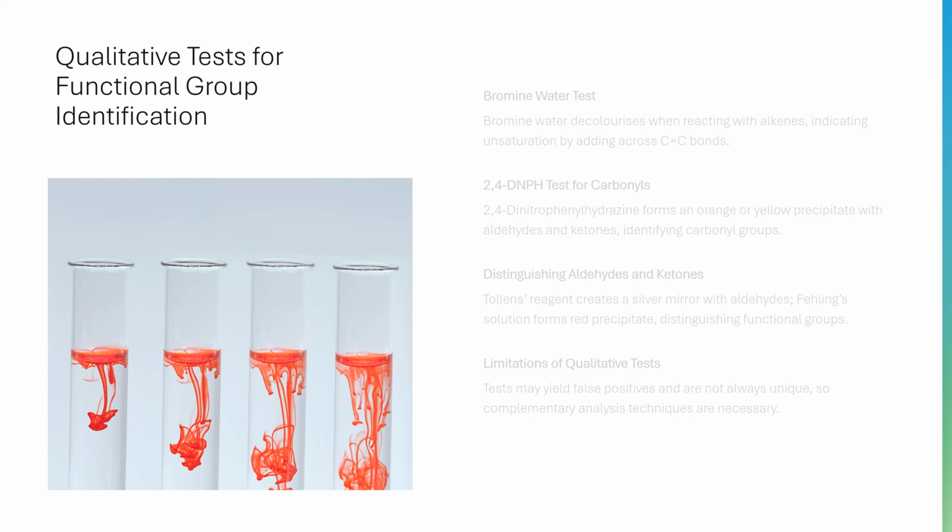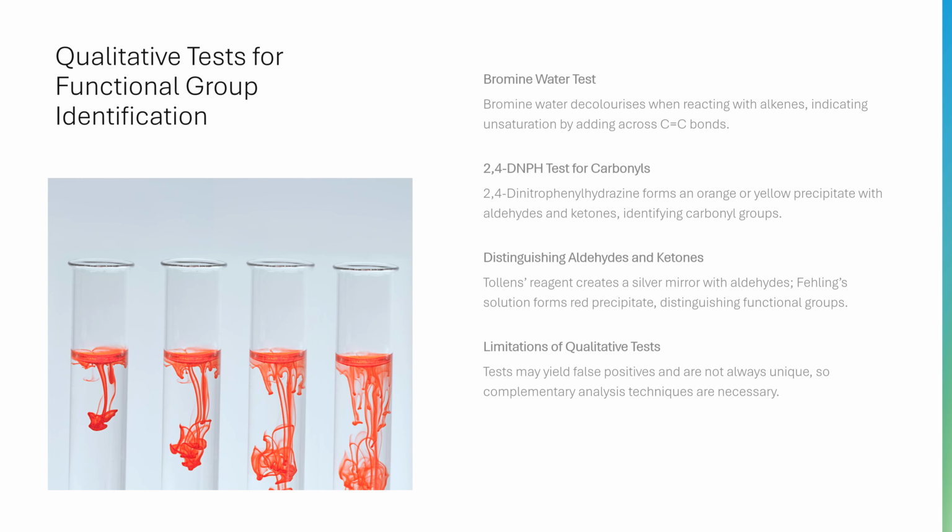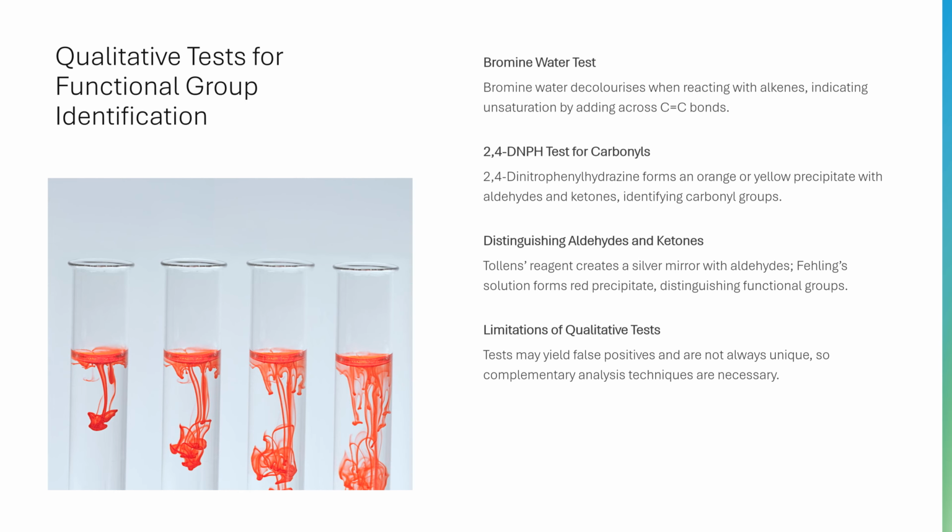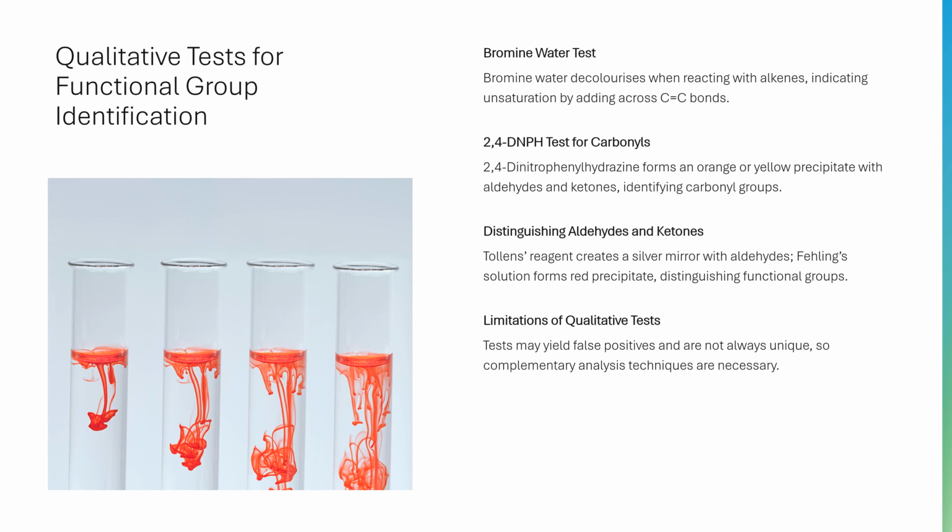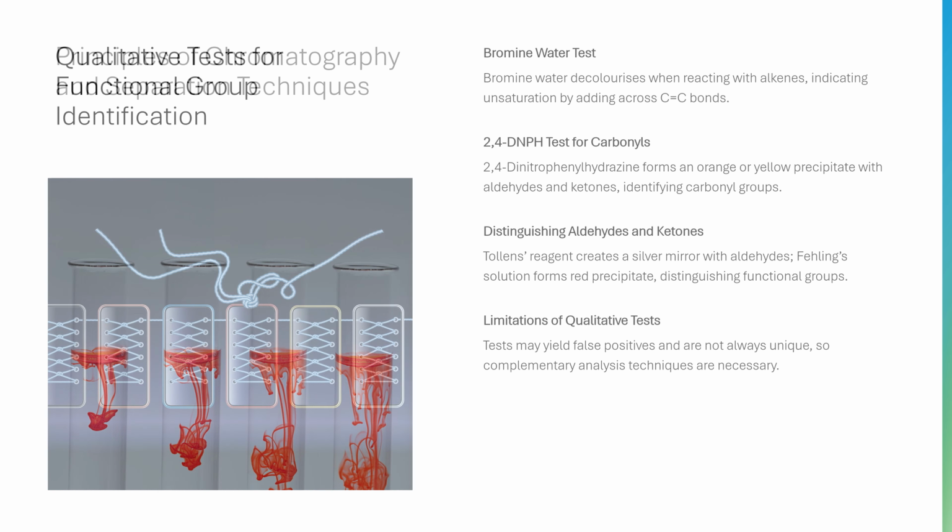Qualitative chemical tests are a fundamental part of organic analysis and provide rapid evidence for the presence or absence of specific functional groups. One of the most important tests is the bromine water test for unsaturation. Alkenes react with bromine water, causing the orange solution to decolorize as bromine adds across the C=C double bond. Another key test is the use of 2,4-dinitrophenylhydrazine, 2,4-DNPH, to identify carbonyl compounds. The formation of an orange or yellow precipitate indicates the presence of an aldehyde or ketone.